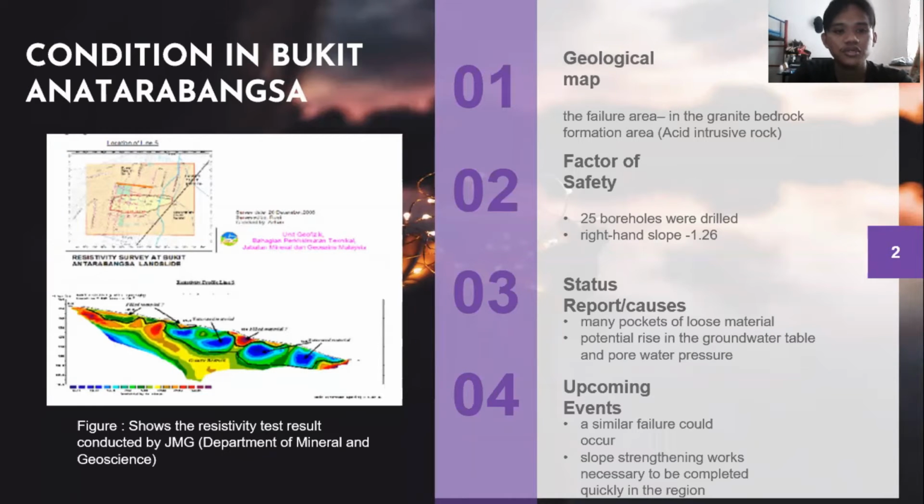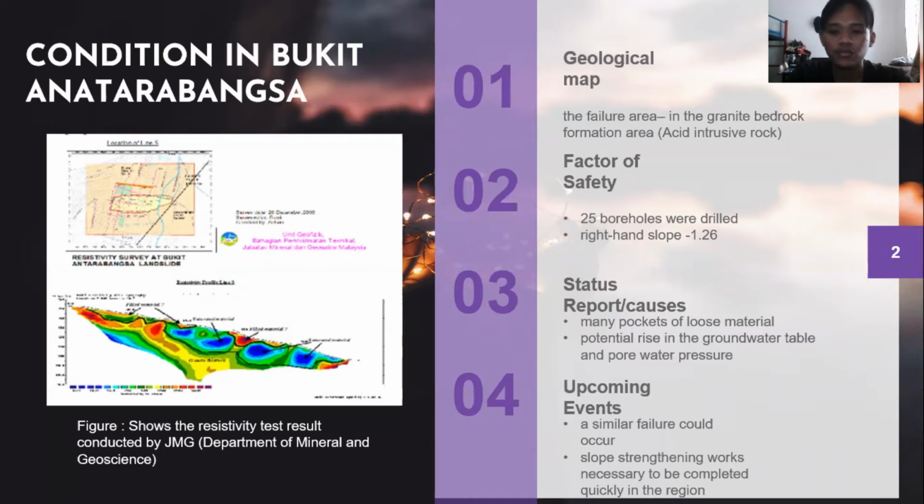And now we can see the conditions in Bukit Antarabangsa. They have four types of scope here for the factors or conditions in Bukit Antarabangsa, which is the geological map. We can see that the failure area is in the granite bedrock formation area, which is the acid intrusive rocks. For the factor of safety, based on the research, 25 boreholes were drilled, and the result that we get is the right hand slope has a factor of safety of 1.26.